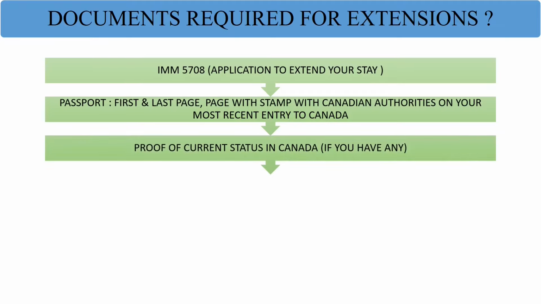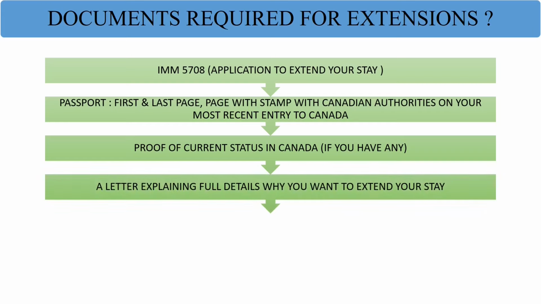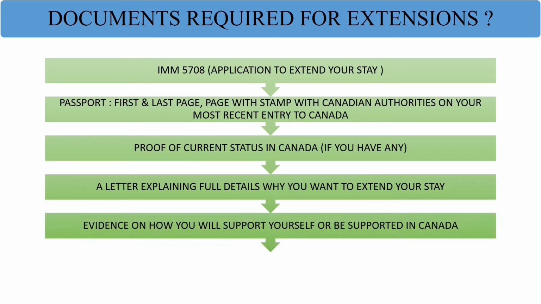The next is proof of current status inside Canada. If you have any status inside Canada, then you need to provide it. If you don't have it, you can simply ignore it. Next is a letter explaining full details of why you want to extend your stay. This letter has to be written so that the visa officer is convinced that there's a genuine reason you want to stay in Canada. The next is evidence of how you will support yourself or be supported in Canada. You need to provide financial documents showing that you have enough funds to sponsor your extended stay inside Canada.